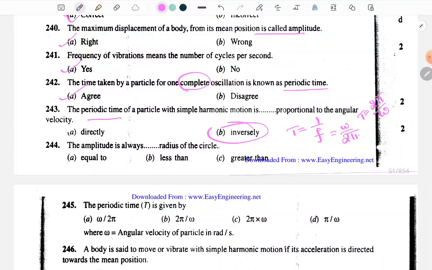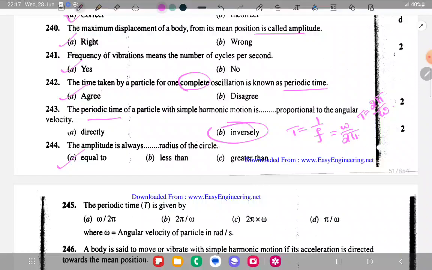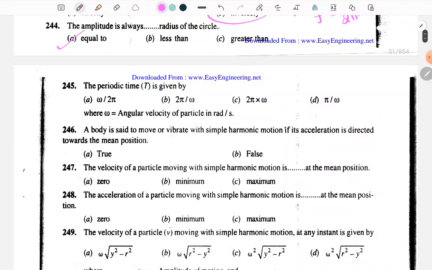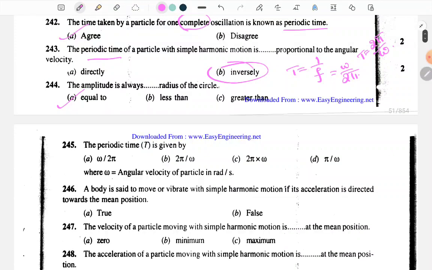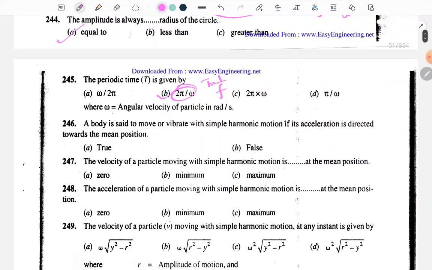234 is T. 243 is B. Amplitude is always dash the radius of the circle, equal to radius of the circle. The periodic time is given by 2 pi by omega, just now we wrote. And the opposite of this, because T is equal to 1 by f, so this reverse, omega by 2 pi, is frequency.